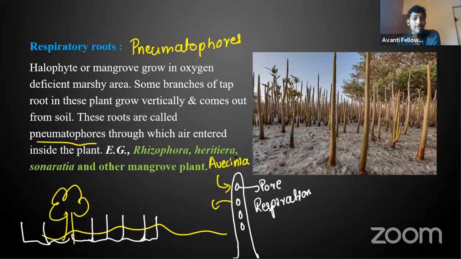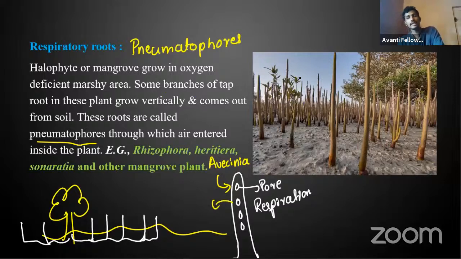Probably try to find these plants whenever you are traveling along the seashores, especially in the seashores of Kerala, Tamil Nadu, Maharashtra. In all the seashores, I'm not mentioning anything specific because you can find them everywhere. This is important because they ask questions related to pneumatophores or respiratory roots several times.